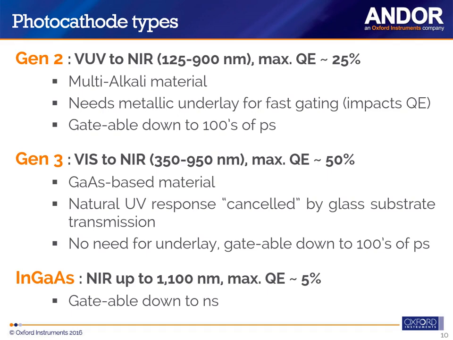There's a third type of camera and intensifiers based on InGaAs material. And InGaAs material will provide detection up to 1.1 micron and is really focused on detection in the infrared. The maximum quantum efficiency of these photocathodes, however, is quite low, about 5%.